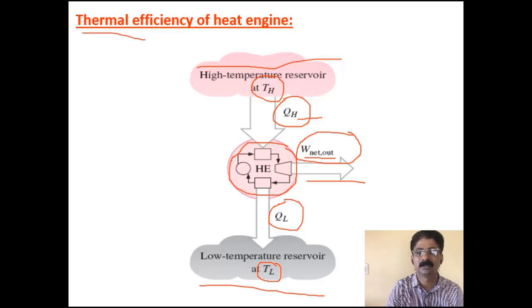Now you are supplying QH amount of heat into the heat engine, converting W net out into work, and rejecting QL. So you can also write that QH minus QL is equal to W net. This is very important. QH minus QL is equal to W net. Okay, now I'll write the expression for the thermal efficiency in the next slide.